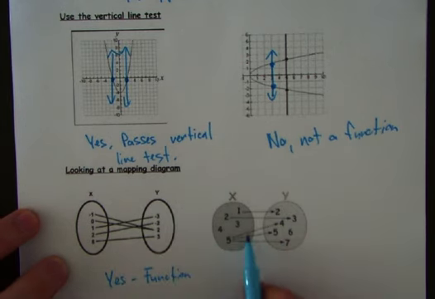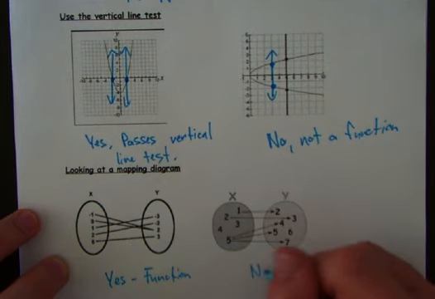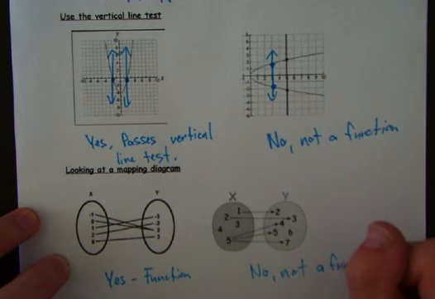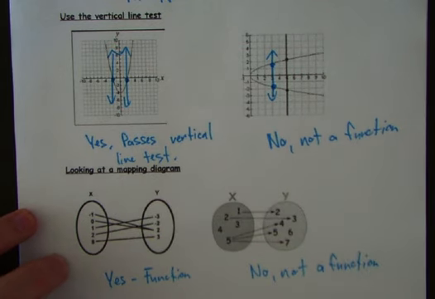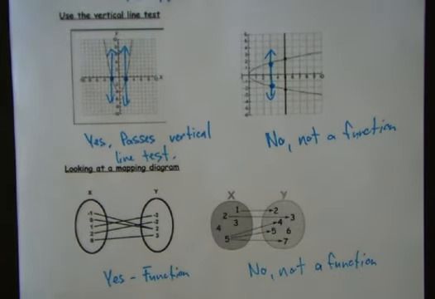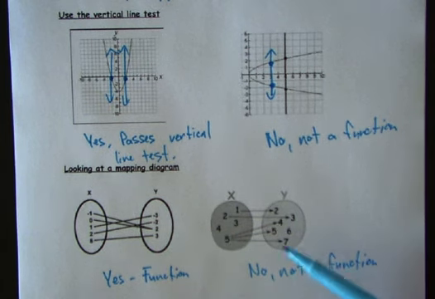Over here, however, it's looking good. 1 to 2, 2 to 3. The 3 and the 4 don't have anything, but 5 goes to both 4, 5, and 7. That means it's no, not a function, because there's more than one y for that x value of 5. There's more than one y. There's 4, 5, or 7 for that x value of 5.